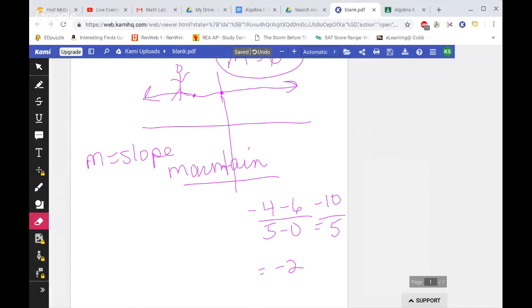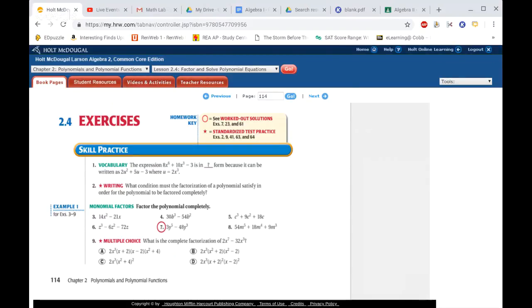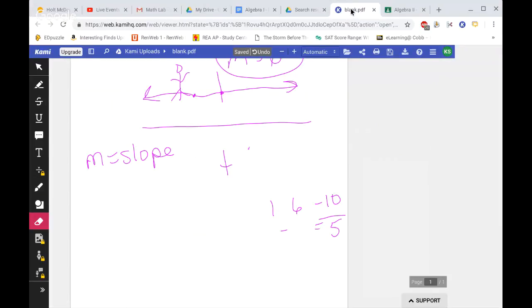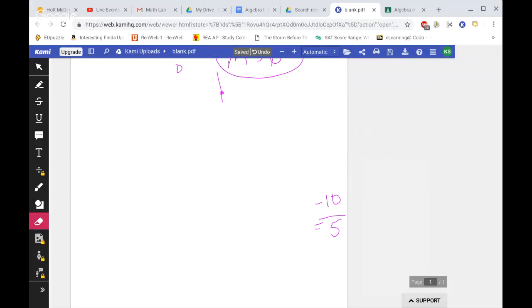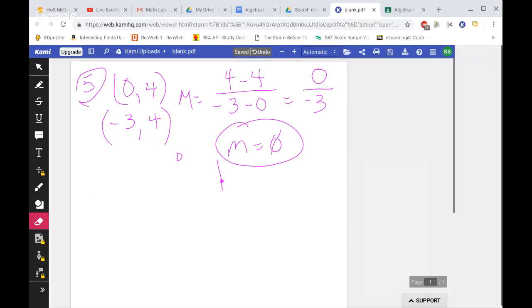Yes, perfect. But I think the variable might be able to factor out too. So 7x? Yes, 7x, perfect. So you would write the 7x, and then you would do an open parentheses and then write whatever you had left.